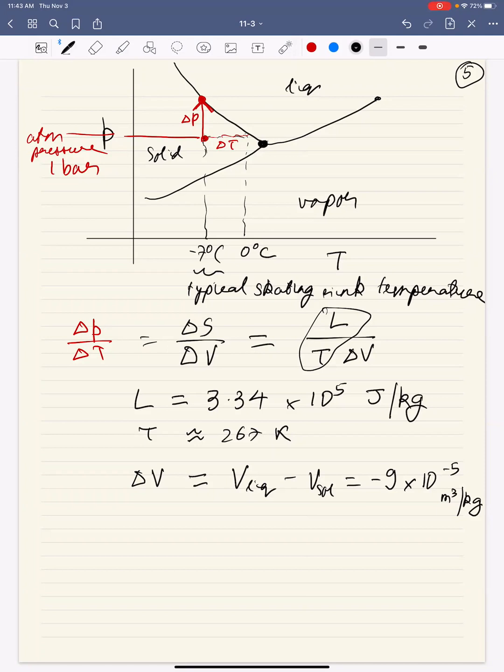Go ahead. The rate of fusion depends on temperature. It does, but we take some approximate value.